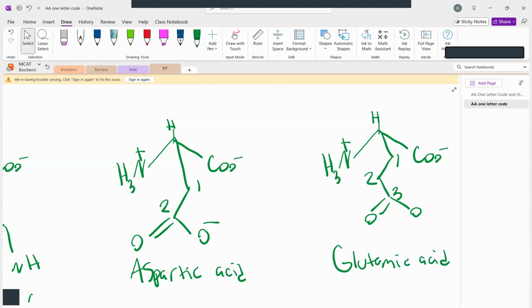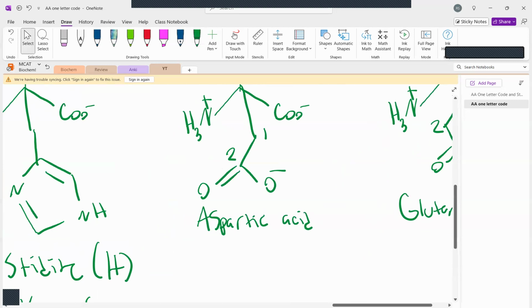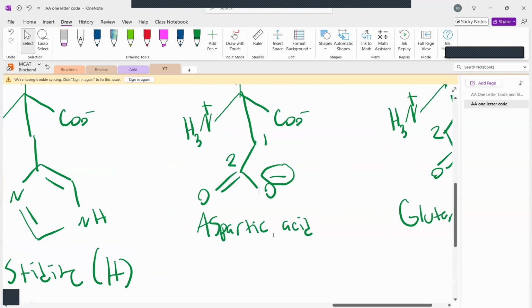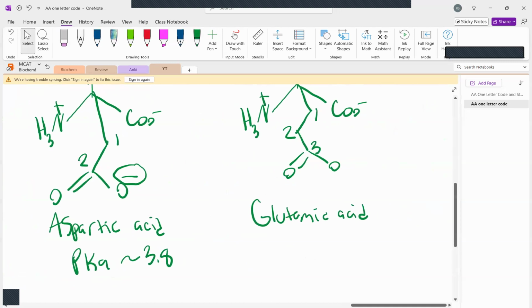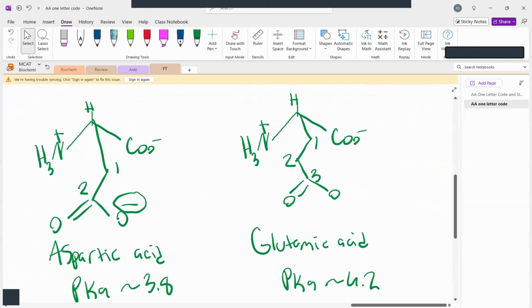Because aspartic acid only has two carbons, the negative charge of that oxygen of the carboxyl group is more prevalent in it. So its pKa will be even more acidic than glutamic acid. It'll have a pKa of 3.8, and glutamic acid will have a pKa of around 4.2. So it's kind of negligible, but if you are asked which one's more acidic, it'll be aspartic acid because it has fewer carbons.